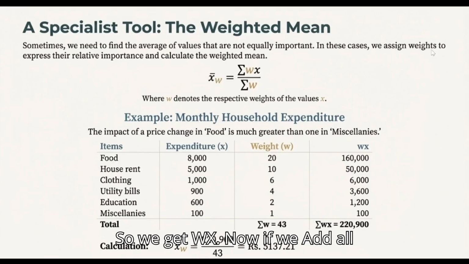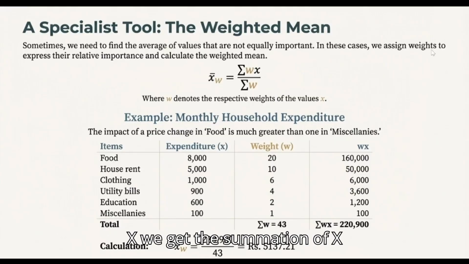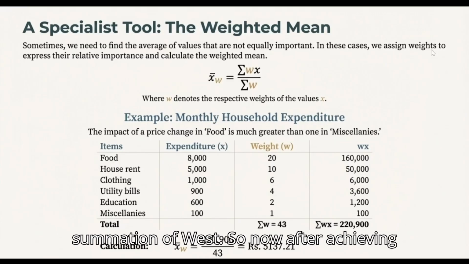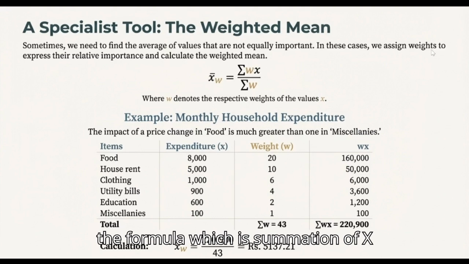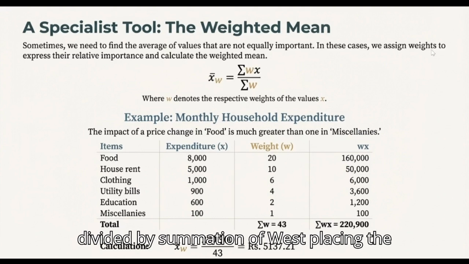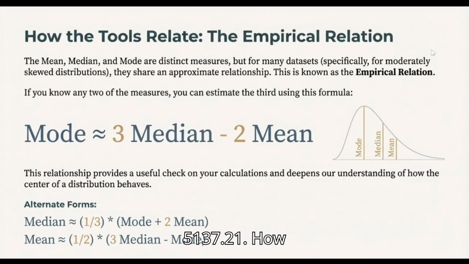Now if we add all of the values that we achieved of wx, we get the summation of wx. And adding all the values of w, which is the weight, we get the summation of w. So now after identifying the values, we can use the formula, which is summation of wx divided by summation of w. Placing the values, 220900 divided by 43, we get 5137.21.